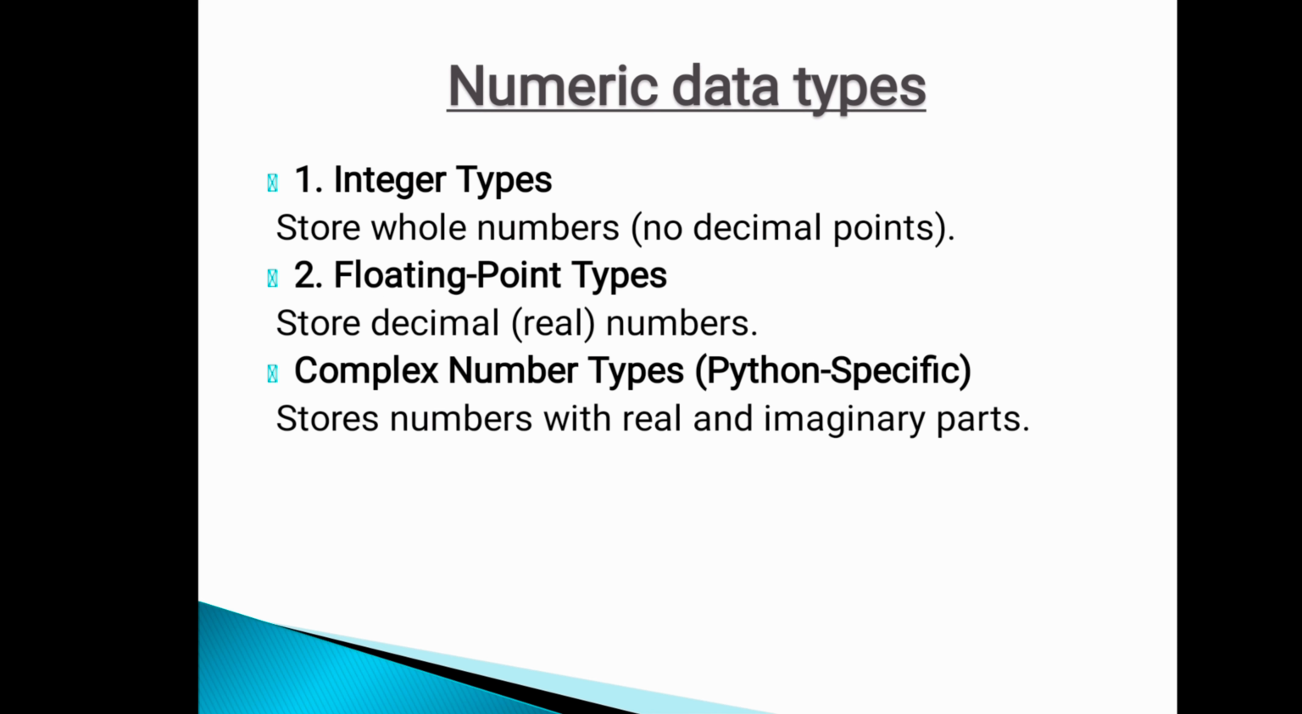The integer data type stores whole numbers, with no decimal points. The float data type stores decimal numbers, meaning real numbers. The complex data type stores numbers with a real and an imaginary part. Example: 4 plus 9j.